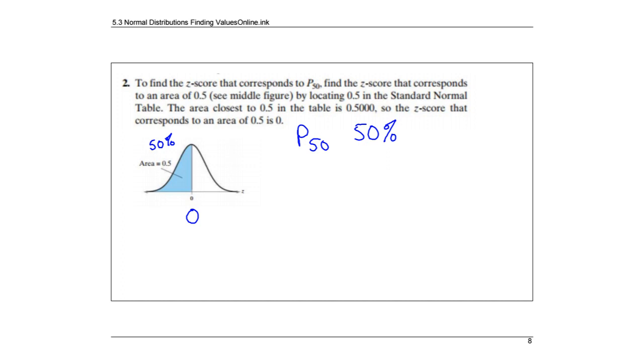Okay, so for P of 50, we don't really have to use StatCrunch. If we draw our curve and we shade half of the area under the bell curve, that's going to take us right up to the mean. And so the z-score would be 0, right? Because of symmetry, we're going to have 50% on the left of the mean, and then we're going to have 50%.